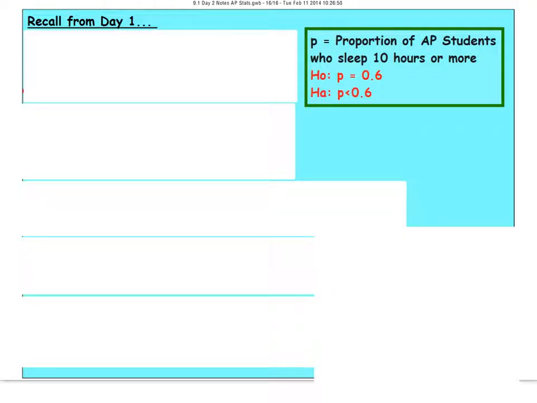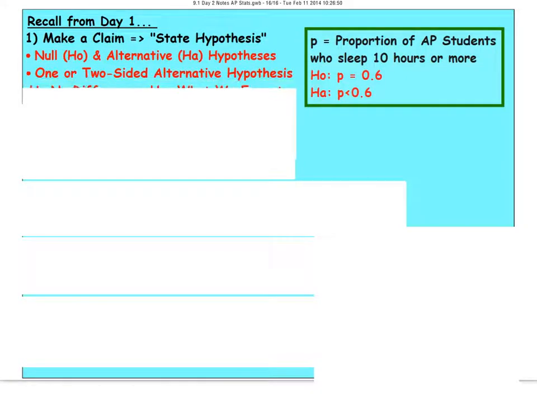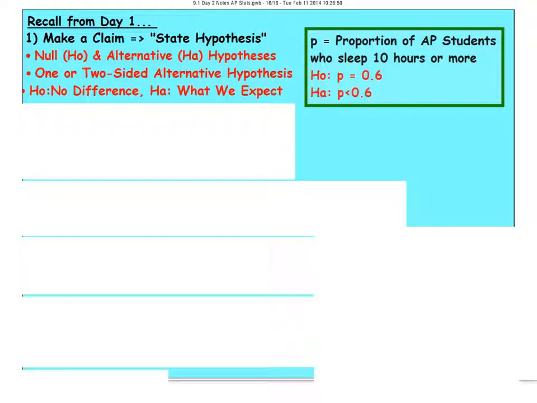Let's wrap up this entire hypothesis process. Remember from day one, the first thing we talked about is we need to make a claim, state a hypothesis. So we start with a null hypothesis of H sub O and an alternative of H sub A. When you do that, you have to decide though, is it one-sided or two-sided? H sub O is called the no difference. It's kind of our starting point. H sub A is actually what we expect.